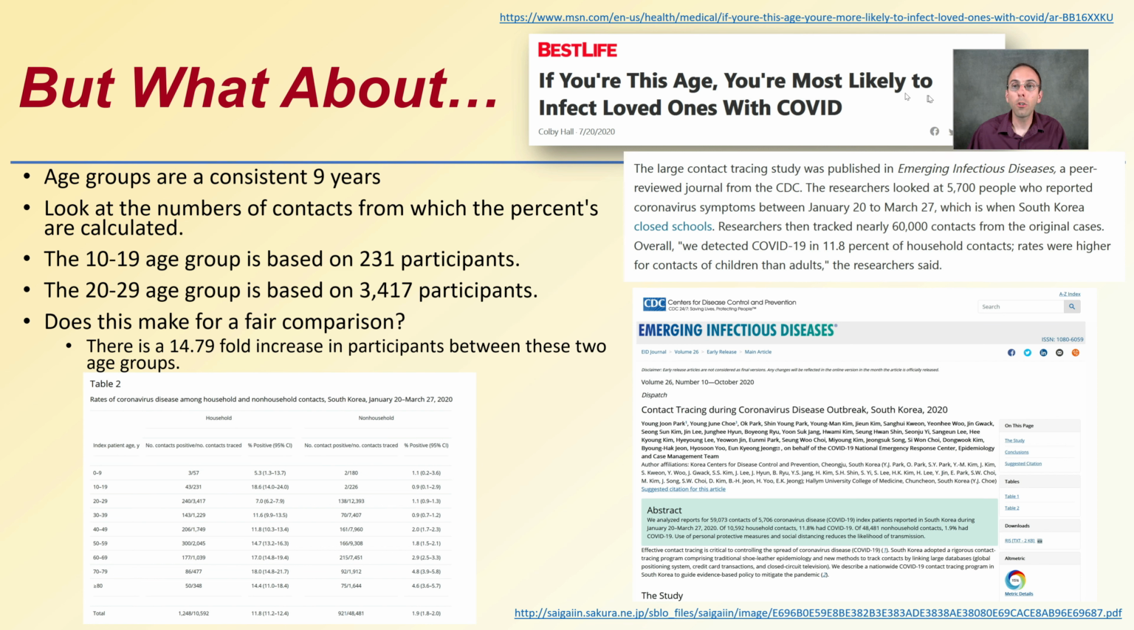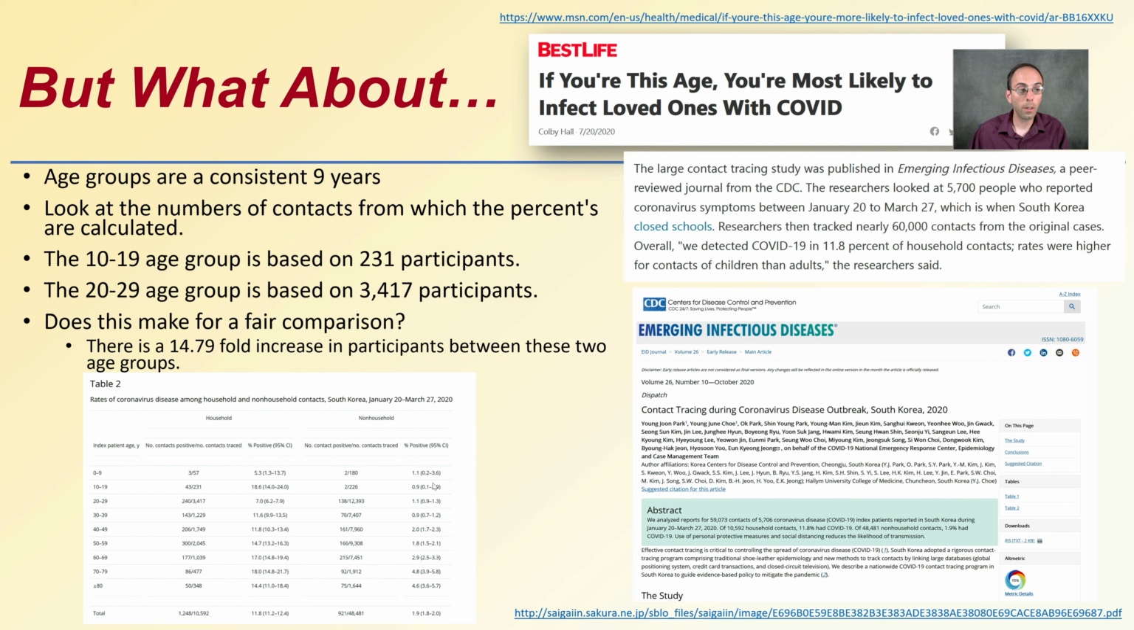If you're at this age, you're most likely to infect loved ones with COVID-19, and I provided the quotation here from this article. They quote Emerging Infectious Diseases, and I went to that source, and you can see that here. So up at the top here is the link provided to the Best Life article, and then down here is the link to the actual study.